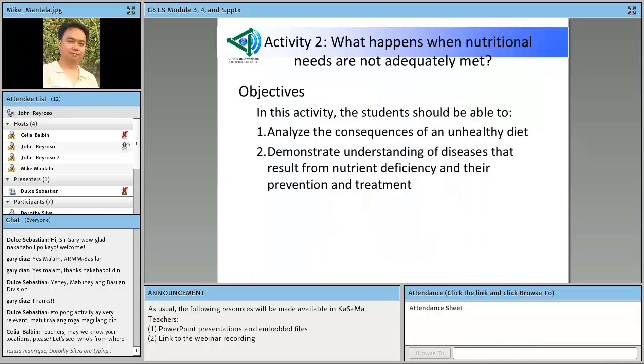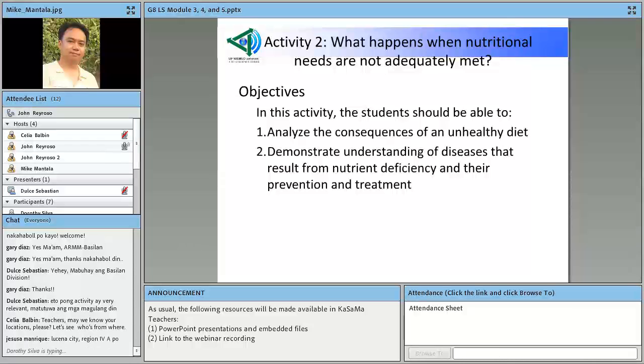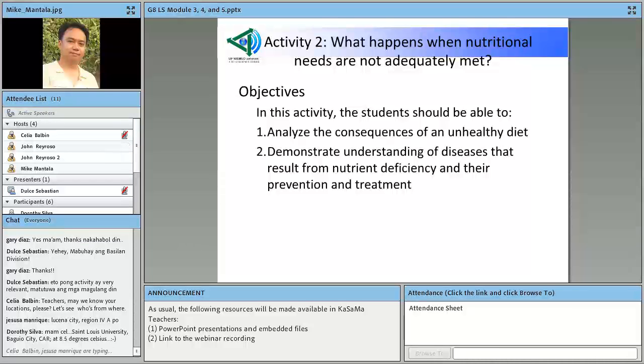Okay, this is activity 2. What happens when nutritional needs are not adequately met? In this activity, the students should be able to analyze the consequences of an unhealthy diet, and demonstrate understanding of diseases that result from nutrient deficiency and their prevention and treatment. Again, a very touchy issue. Again, this has to be handled very, very carefully. Especially if you are teaching in a remote area where access to healthful foods is not as readily available, then probably we can be more careful carrying this activity out.